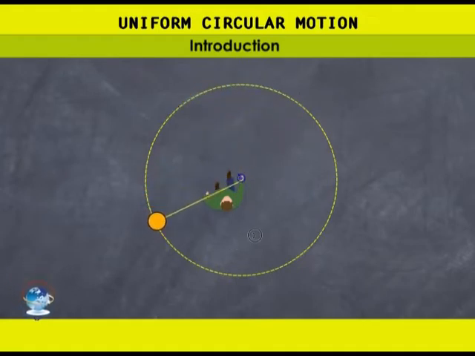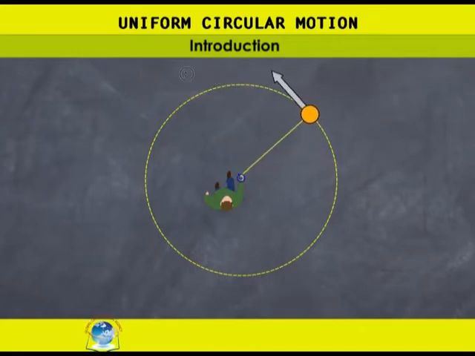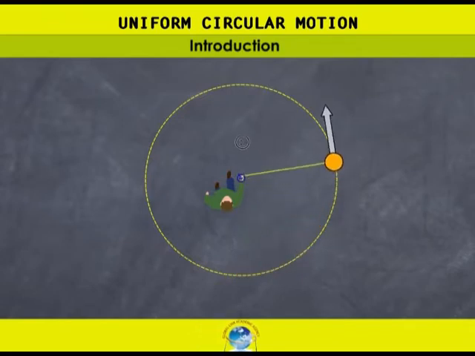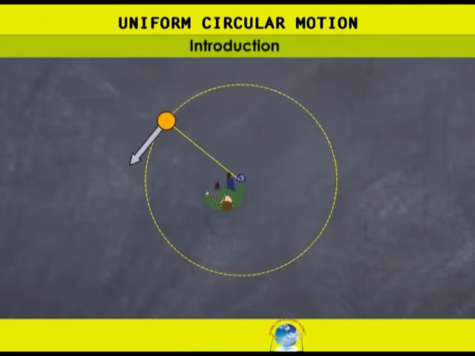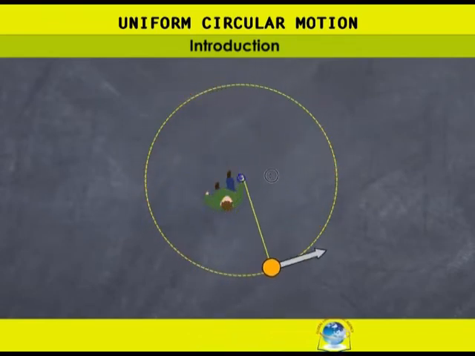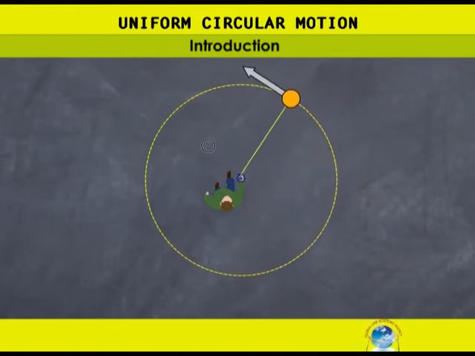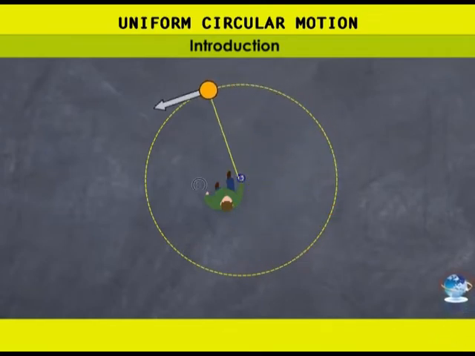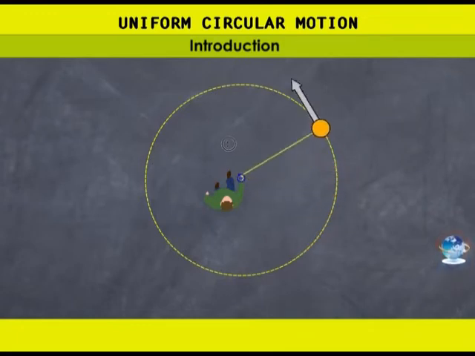But although its speed does not change, its direction is continuously changing. At all instances, the object is moving tangent to the circle. And so, its velocity does not change in magnitude, but changes in direction. And because the direction of the velocity vector is the same as the direction of the object's motion, the velocity vector is directed tangent to the circle as well.